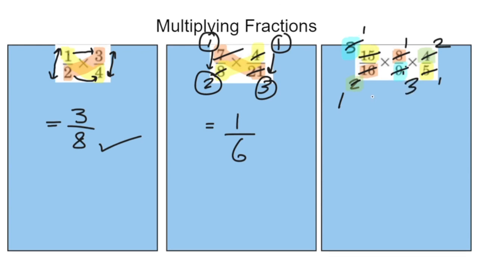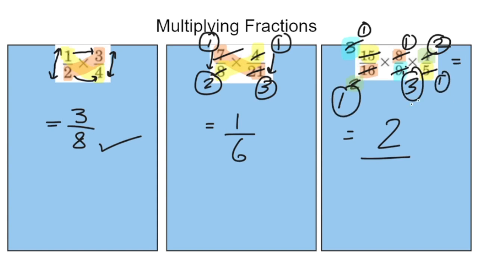I think there is nothing left now. So on the top, in the numerators, we have 1 times 2. 1 times 1 is 1, 1 times 2 is 2. So it's going to be a 2. And the denominator is 1, 3, and 1. So 1 times 3 is 3, 3 times 1 is 3 again. So it's 3. The answer is 2 over 3. This is how we multiply fractions.